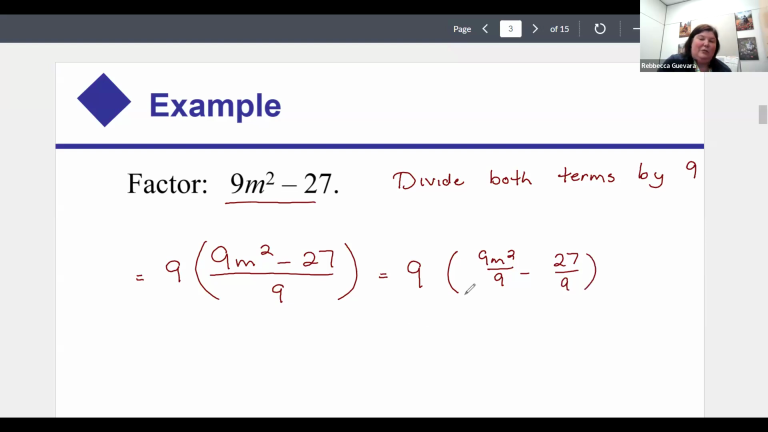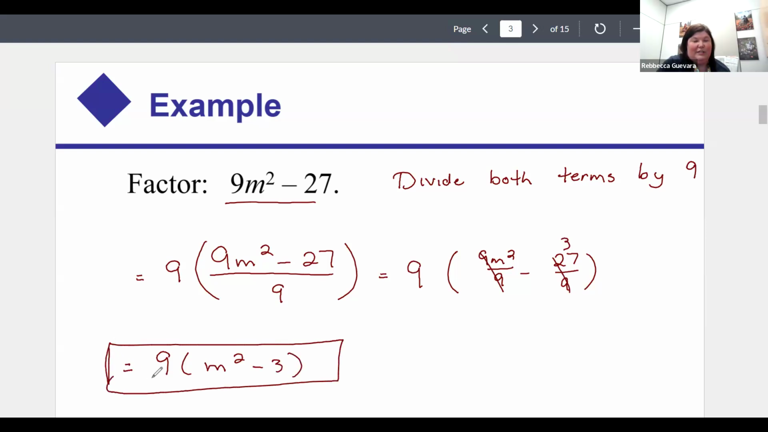Because this is subtraction, it's like fractions: as long as they have the same denominator, you can add them together. That means I can break them up and have the same denominator. So this is just 9. And 9m squared over 9 leaves me with m squared, and 27 divided by 9 is just 3. So this is the factorization of this.